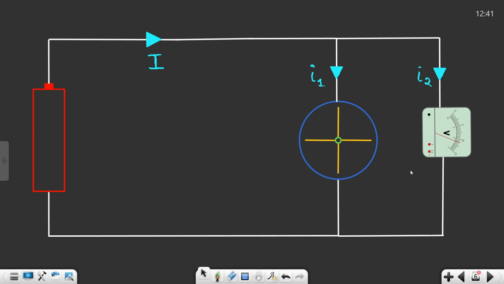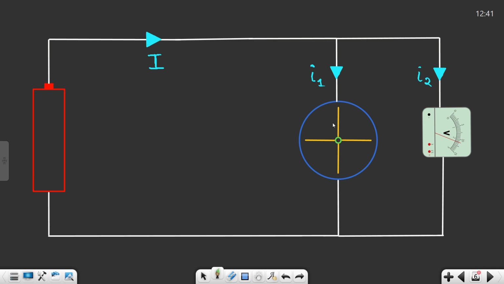Across the load. We will never ever connect the voltmeter in series with the load. This is very wrong. Just make sure that whenever you want to detect the voltage of a certain load, you always connect the voltmeter across the load. And as you can see, the current which is I over here gets divided into I1 and I2. That's a different point. We'll discuss this part in the upcoming session when we focus on series and parallel circuits.